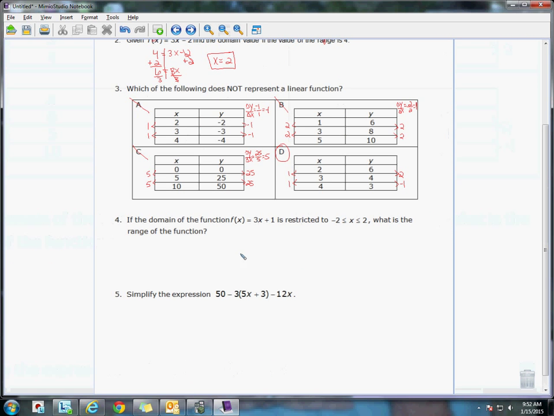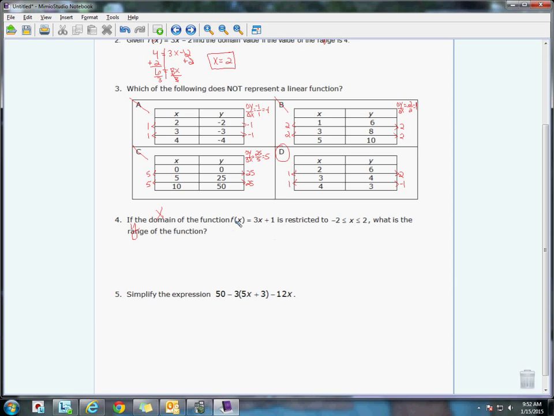Alright, number 4, if the domain of the function f of x is equal to 3x plus 1 is restricted to negative 2 is less than x, less than or equal to 2, what is the range of the function? So again, if you want to write down the doctor, you can. We know domain is x, that's why we have an x right here in the middle, because they're giving us our domain. And now we got to find the range, which is our y values, for this function.